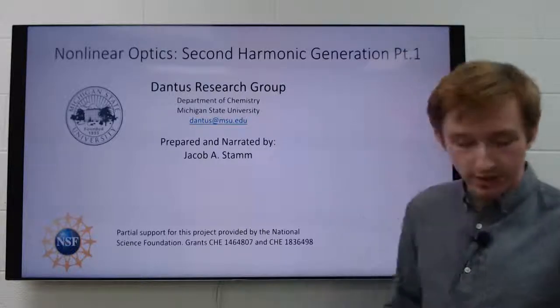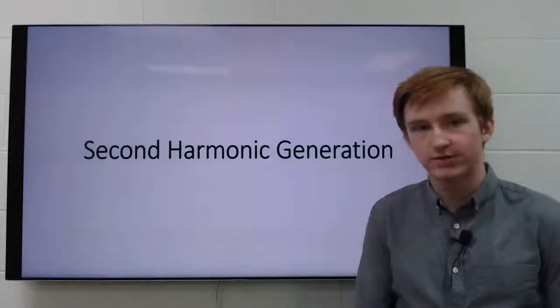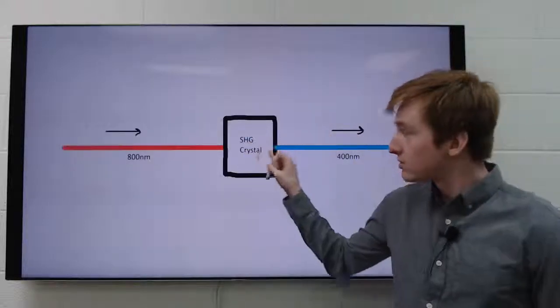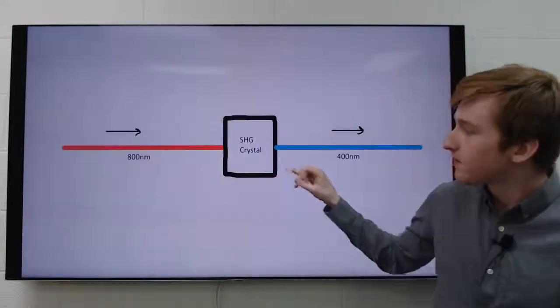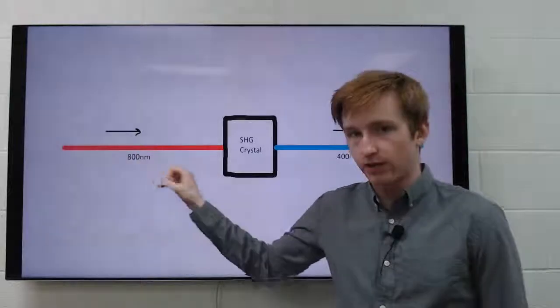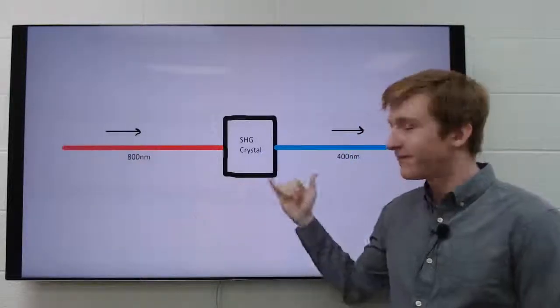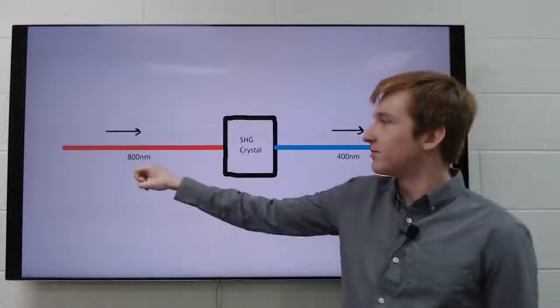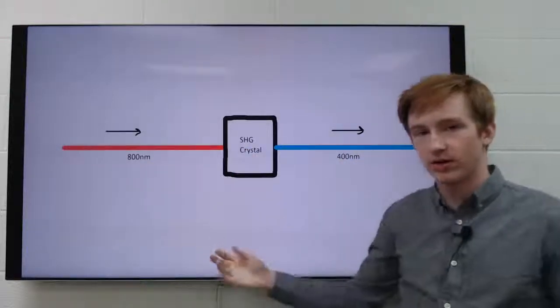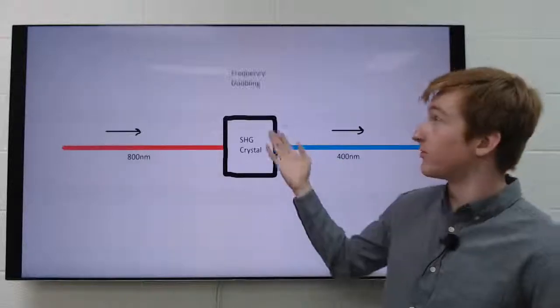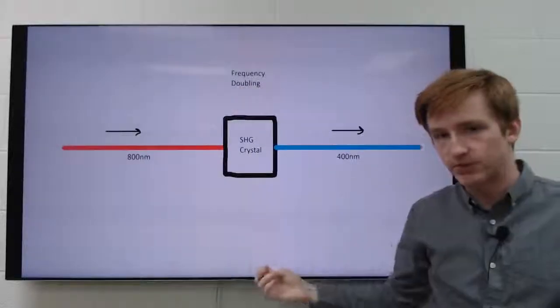So if we're talking about SHG, or second harmonic generation, we have to understand, okay, well, what is it? What does it do? If you had an SHG crystal, a second harmonic generation crystal, and you inputted 800 nanometer light, you'd come out with 400 nanometer light. And the trend follows for higher wavelengths. If you had 1000 nanometer, you'd come out with 500 nanometer and so on. So you see the trend: you halve the wavelength of light. Another way to say this is you double the frequency. So this is a case of frequency doubling.